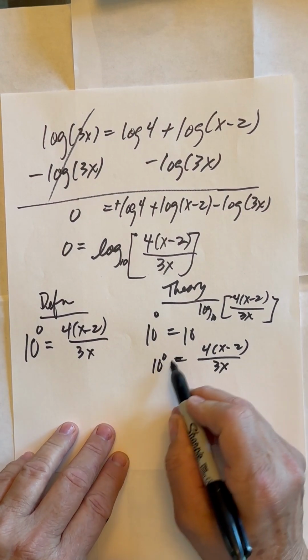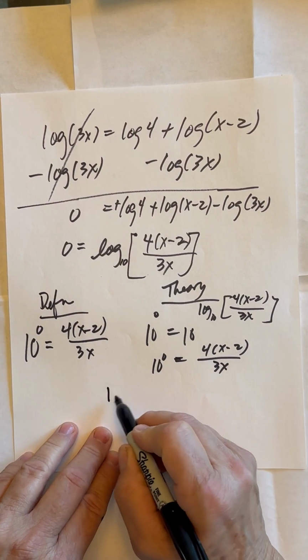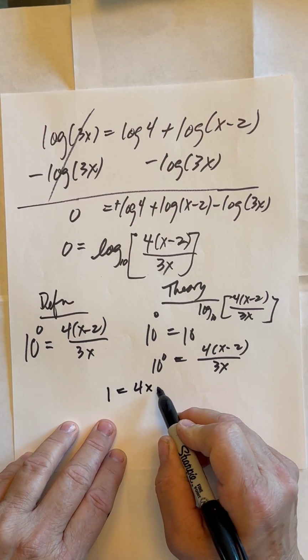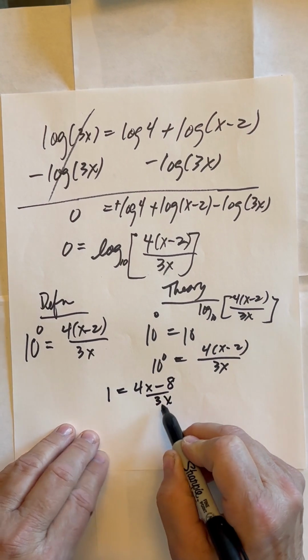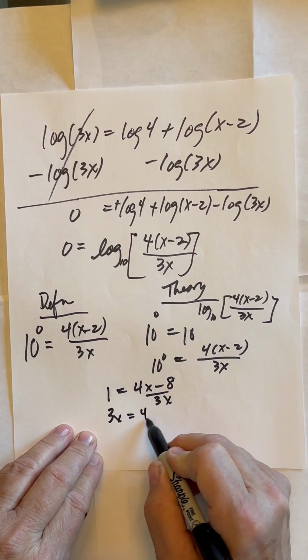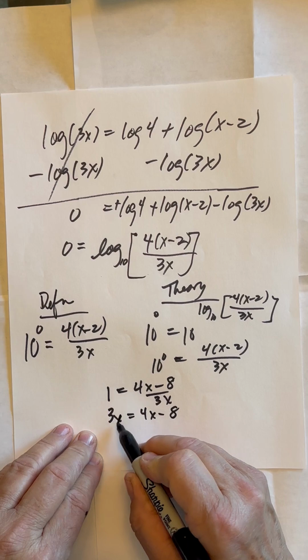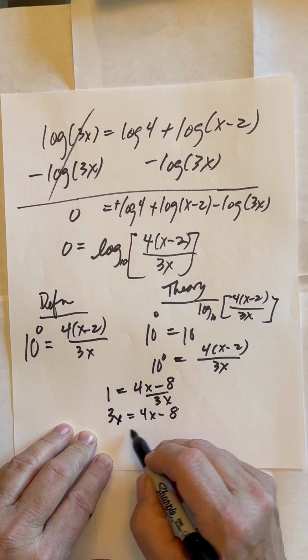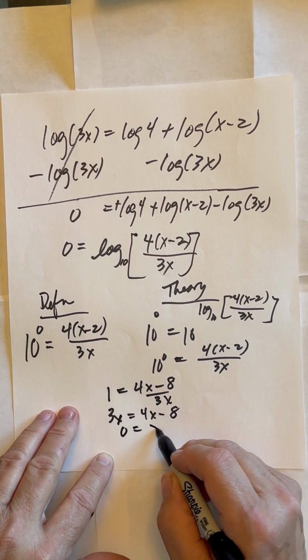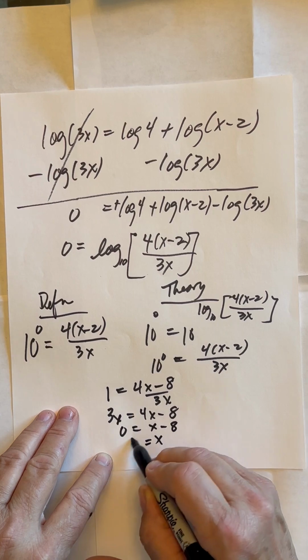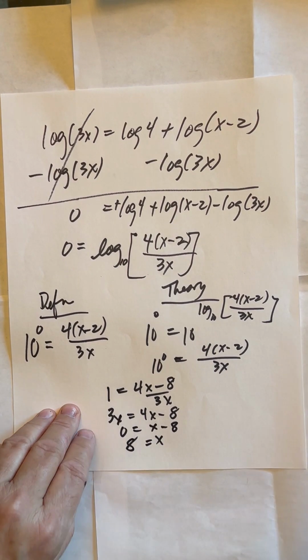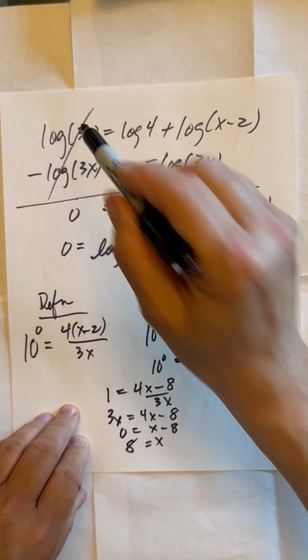All right, so now you have, anything to the 0 power is 1, so 1 equals 4x minus 8 over 3x. Therefore, 3x equals 4x minus 8. Subtract the 3x, so you'll have 0 equals x minus 8, and x equal to 8 is your answer, your potential answer. Now you have to go back and actually plug it in.